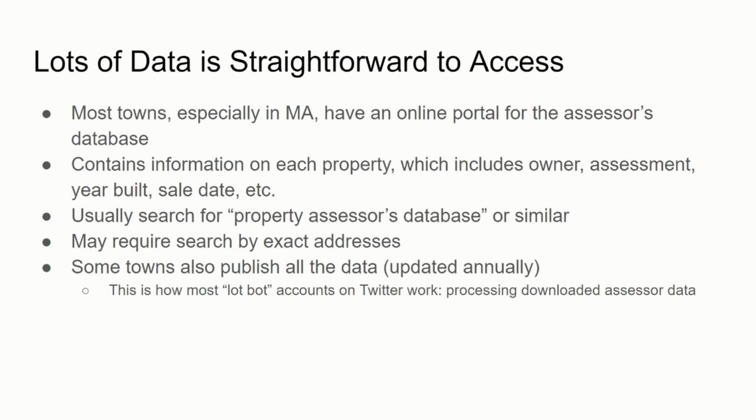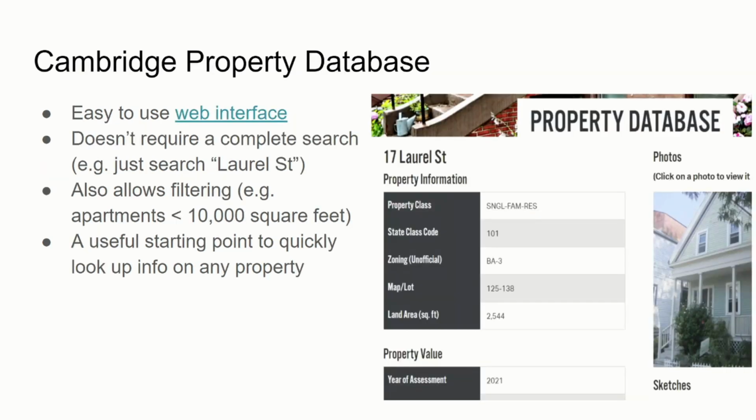You can usually search for property assessors database or similar, and sometimes you have to search by an exact address, but you can usually find this. And sometimes towns actually publish a download of all the data, updated annually. This is how most of the Every Lot bot accounts work: they download a big CSV file, load it into their database, and then they've got something they can work with.